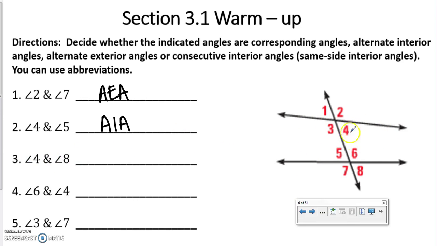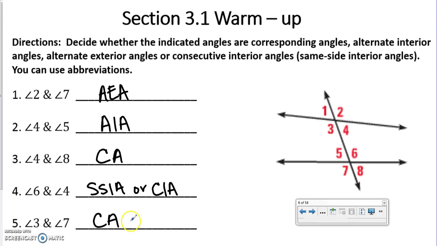4 and 8. 4 is in the bottom right corner of this group of 4. 8 is in the bottom right corner of this group of 4. Those were corresponding angles. 6 and 4. So these are interior angles because they're both between the two lines, but these are the consecutive interior angles or same side interior angles because they're on the same side of the transversal. So you could either put an SSIA or CIA, but you don't have to put both. You pick one that you like. And then 3 and 7 here and here. So 3 is in the bottom left, 7 is in the bottom left. So therefore those are corresponding angles again.